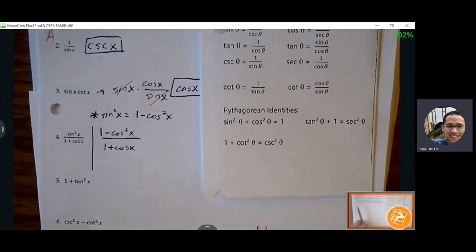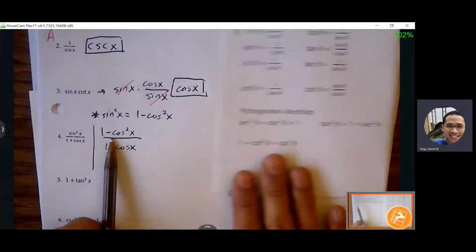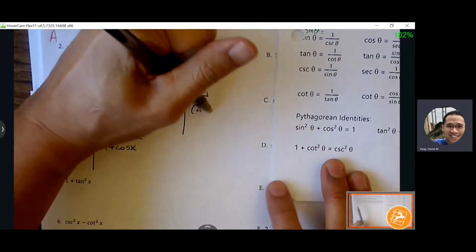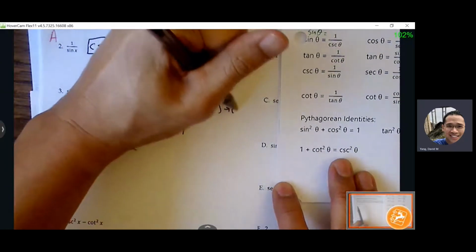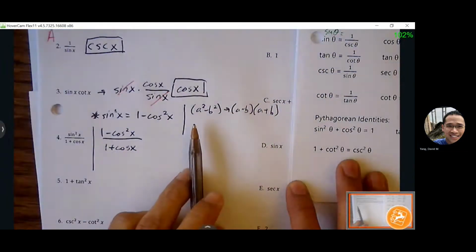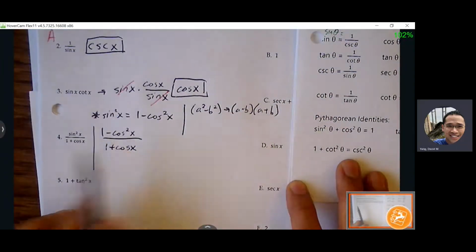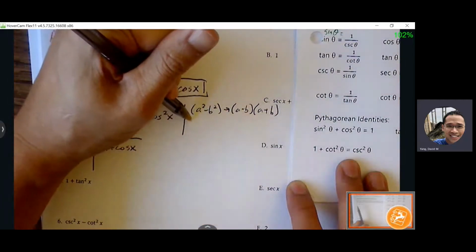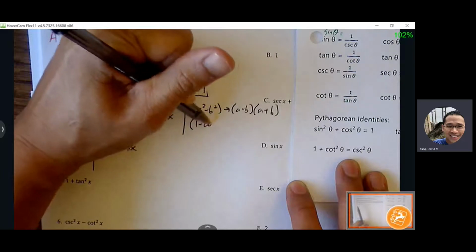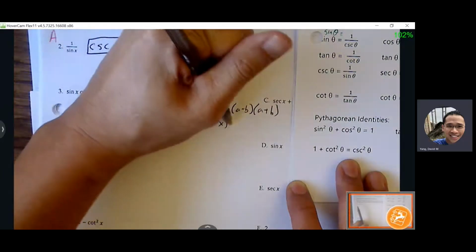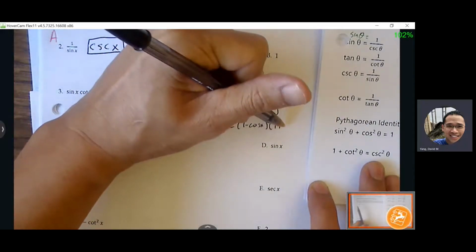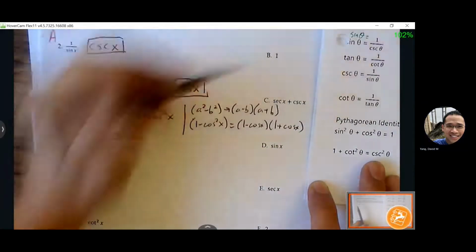Okay, we talked about how this is really a difference of perfect squares. Right? We know that there's a rule that says a squared minus b squared can be broken down into a minus b times a plus b. In the same sense, we can break 1 minus cosine squared x down into perfect squares. So we know that 1 minus cosine squared x can be written as 1 minus cosine x times 1 plus cosine x.